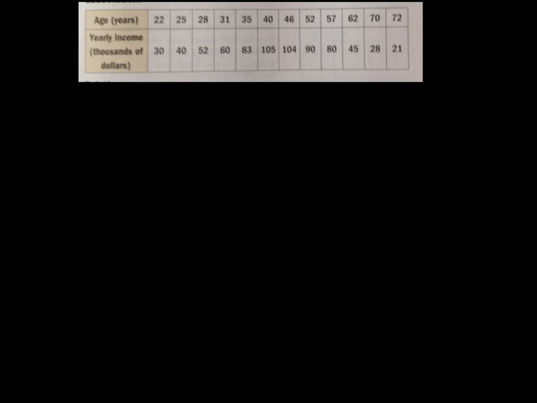Now we're going to examine a data set that clusters around a curve. It's called a non-linear association. This table shows the age and the yearly income in thousands of dollars of several adults. We're going to make a scatter plot of the data and then describe the association.